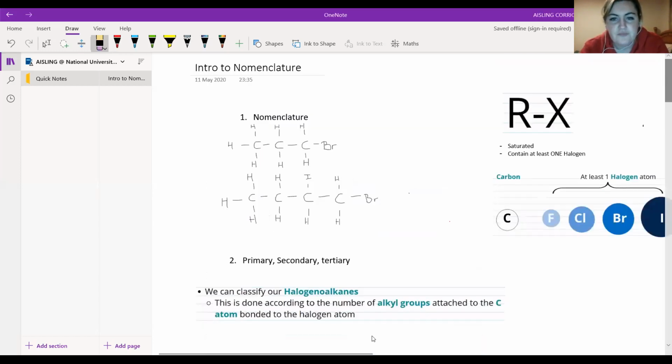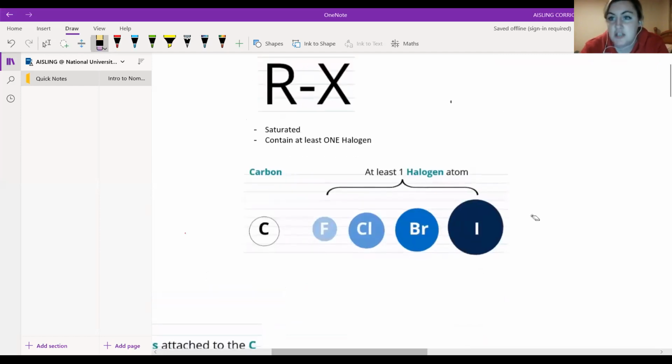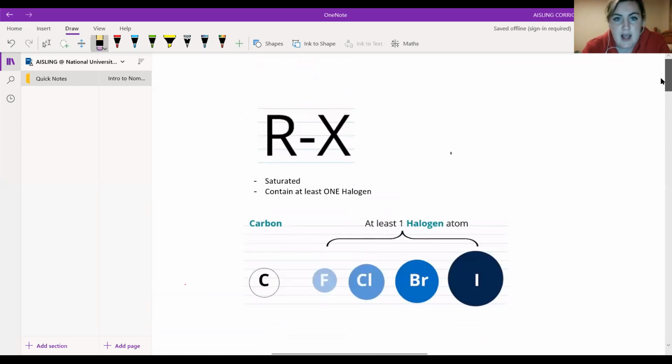Now, what are halogenalkanes, first of all? They are represented by this R and X, but what do these actually mean? What does the R represent and what does the X represent? Do you remember? If you remember, write it down. Pause the video and see if you can remember. What does the R and the X represent?